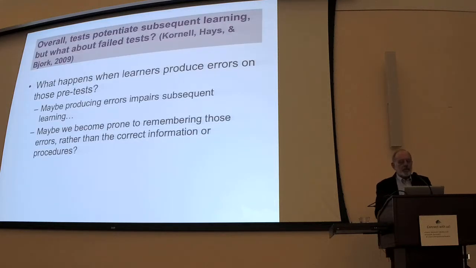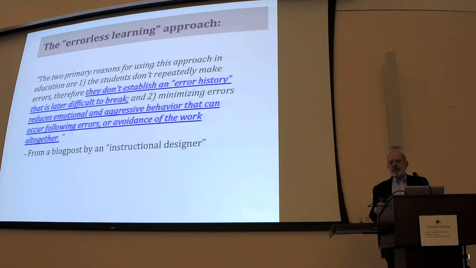So overall, tests potentiate subsequent learning, but what about failed tests? What happens when learners produce an error on those tests? Maybe that impairs subsequent learning, and they become more prone to remembering these errors. I got this message a while back, unsolicited, from somebody wanting to educate me. They're an instructional designer. They say avoid errors entirely. And I hadn't quite thought through this, that the students might develop an error history.